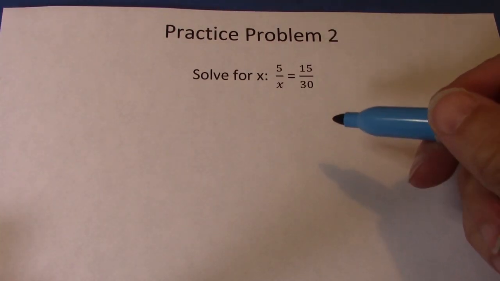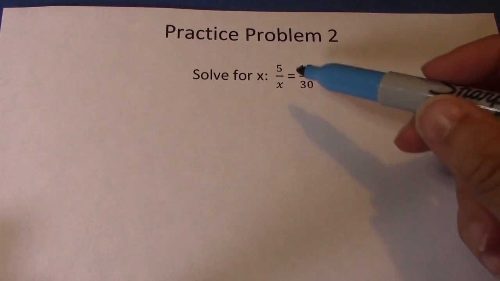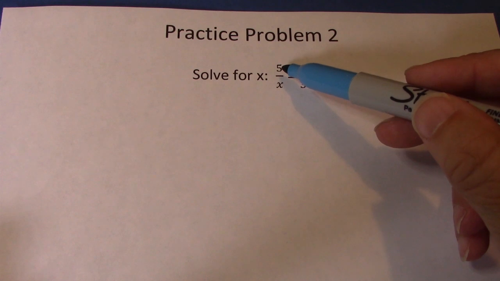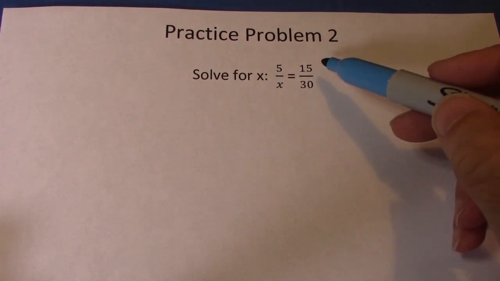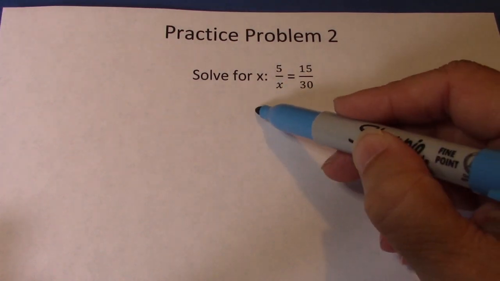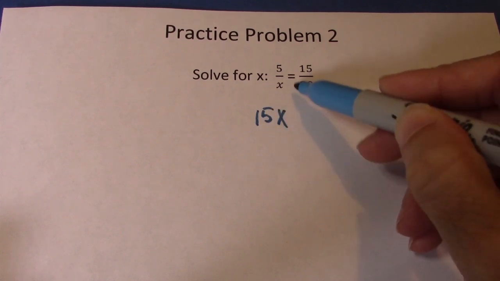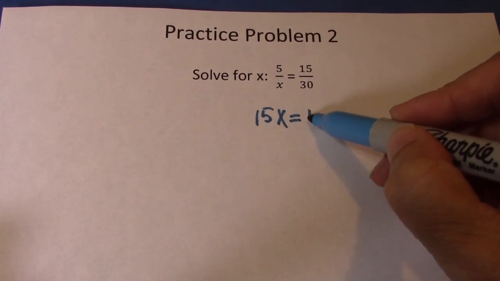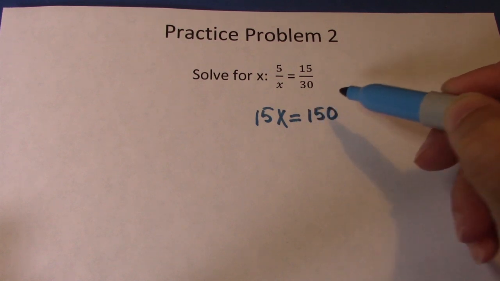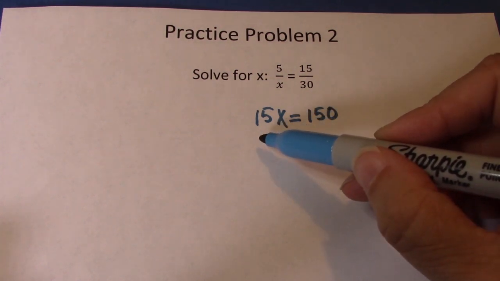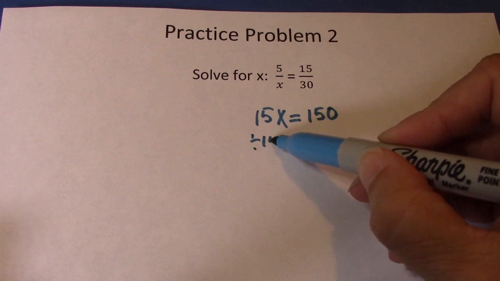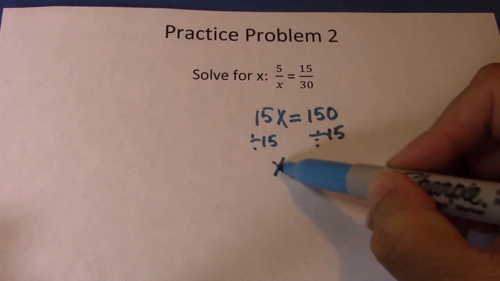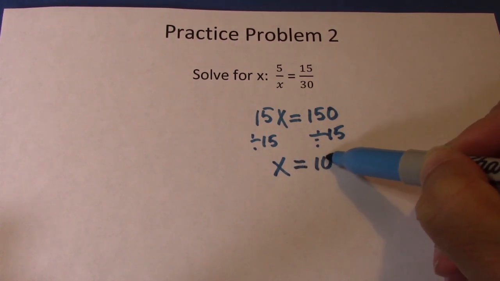Here's problem 2 with another cross multiplication problem. We have our two ratios set up, and so we can cross multiply to solve. Going this way, we have x times 15, 15x, equals 5 times 30. 5 times 30 is 150. Now, x is being multiplied by 15, so we will divide by 15. We have to do the same to both sides. x equals 10.